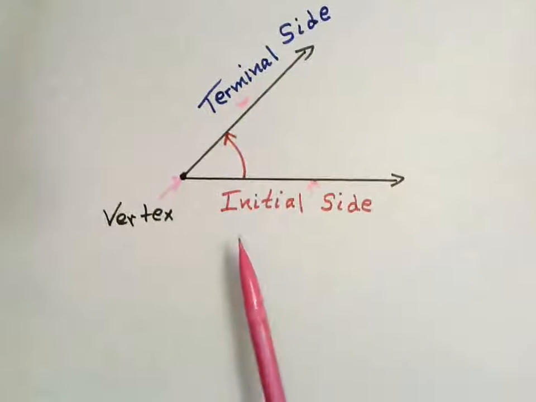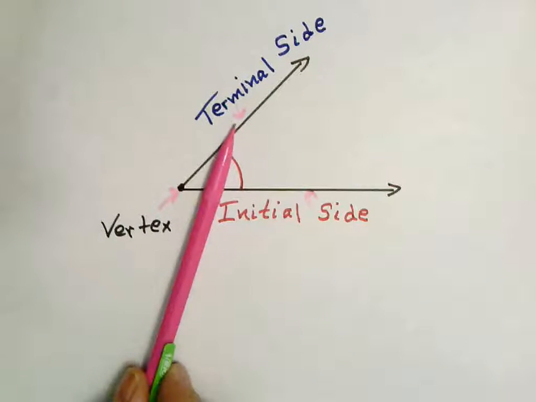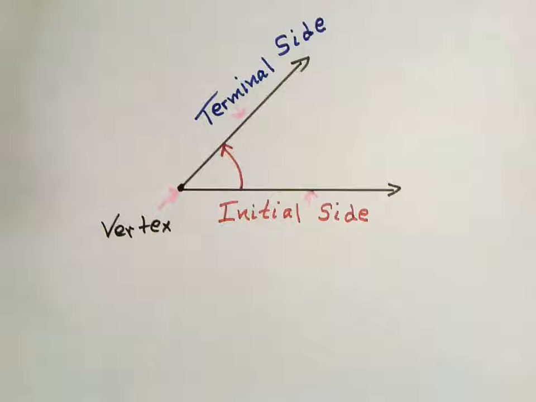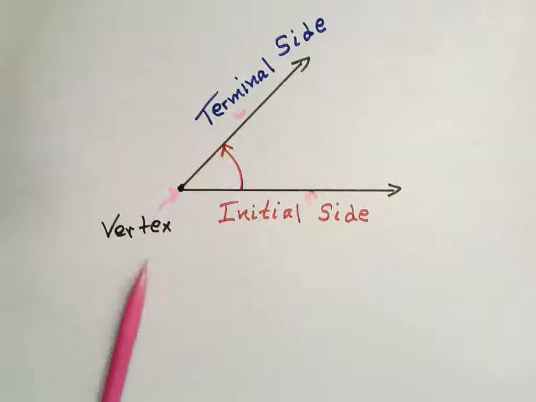Now let's look at an angle again. We're going to have an initial side, a terminal side, and a vertex. Initial side is normally along the positive x-axis. Here's the terminal side and here's the vertex.